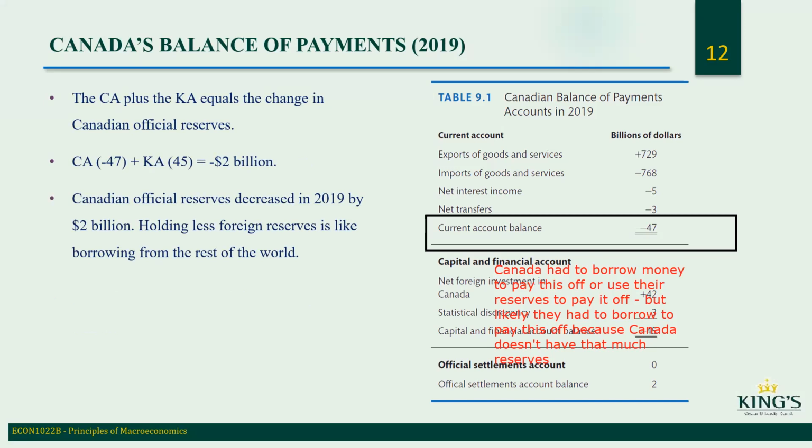Canada had to borrow. Canada lost 2 billion in reserves, so they had to borrow to make that up.